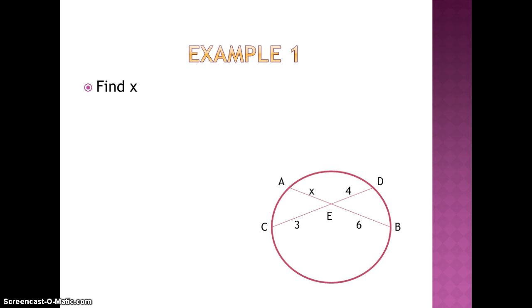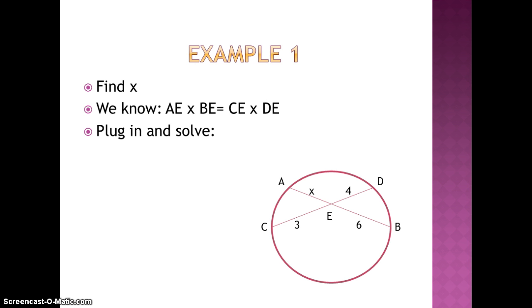Example 1, we're going to find X. We know that AE times BE equals CE times DE. So now we plug in and solve. So x times 6 equals 3 times 4. 6x equals 12, and x equals 2.